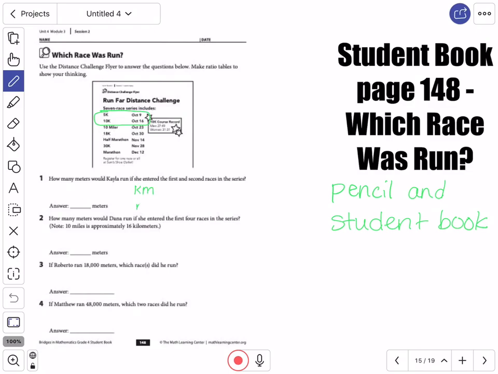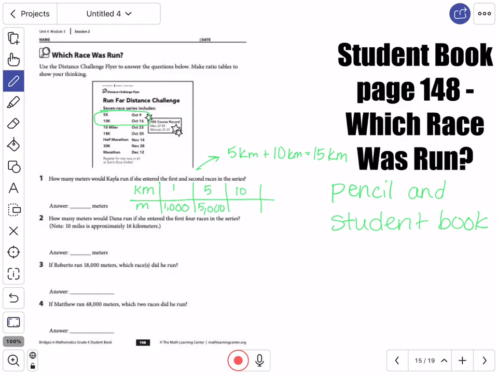So our work's gonna vary a little bit, but here's what I would do. I want you to go ahead and do this on your paper as well, okay? So I'm gonna make a ratio table with kilometers and meters. And I'm gonna kind of split it up like this. So for 1 kilometer, we know that that's 1,000 meters, right? Okay, so if I think about the first race was 5 kilometers, right? So essentially what we're trying to do is a 5 km plus 10 km to figure out 15 km.